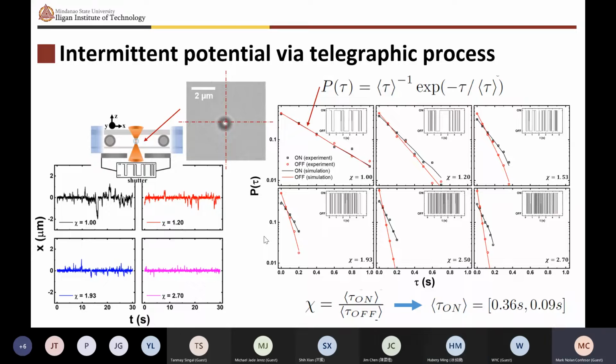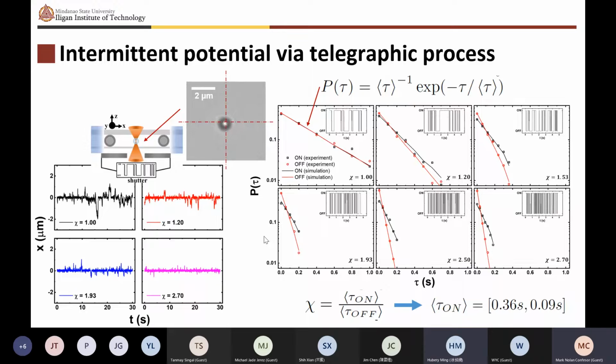The idea why we have this model is because this is typically how one can see, for example, active systems. In active systems, collisions between a certain probe particle and the medium, for example bacteria, follow a telegraphic process. So our interest is in that type of process. We do not move the trap center. We just turn the laser on and off stochastically.